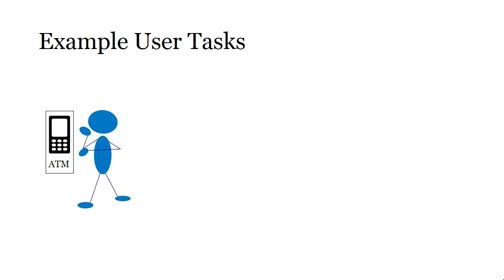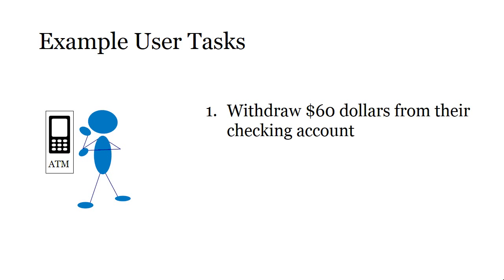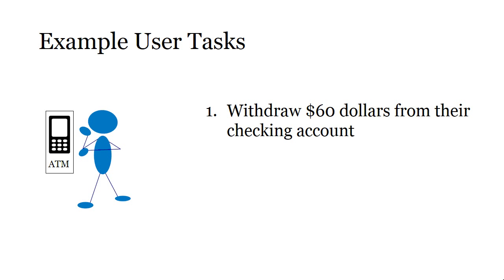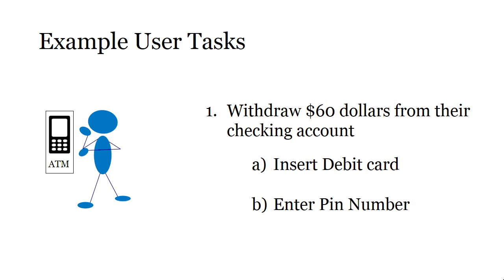So an example of some user tasks, we're going to take a guy standing in front of an ATM and we're going to say he's going to want to withdraw $60 from his checking account, check the amount of money that he has in his savings account, and deposit a check. And for each of these, we're going to have to make a list of actions that he has to do to get to that goal. So for withdraw $60 from his checking account, we're going to say he's going to need to insert a debit card, enter a PIN number, and tap $60 on a screen.